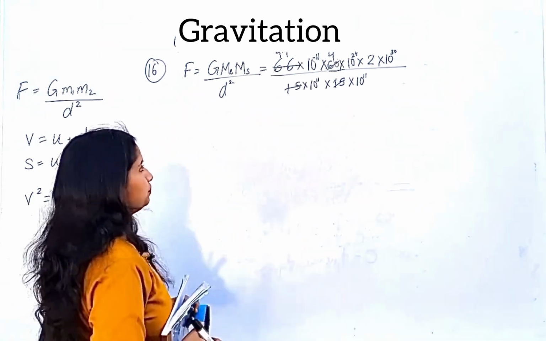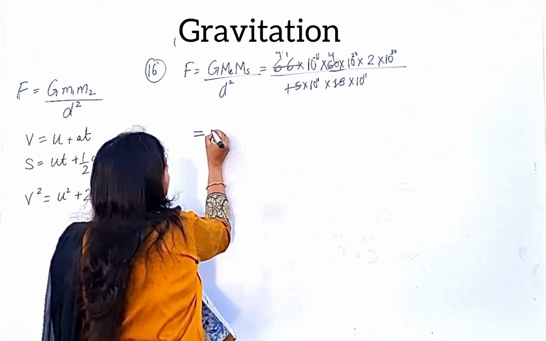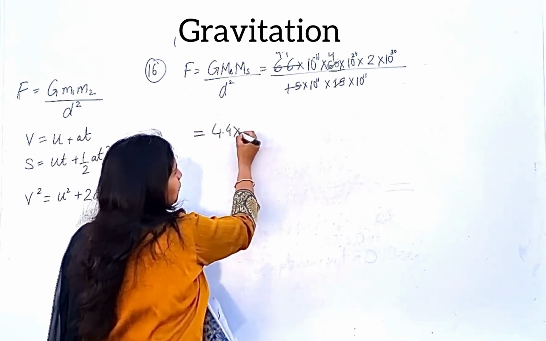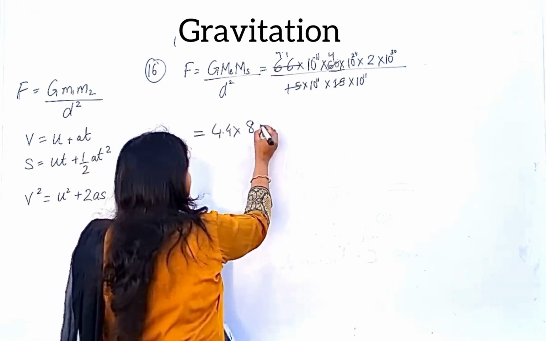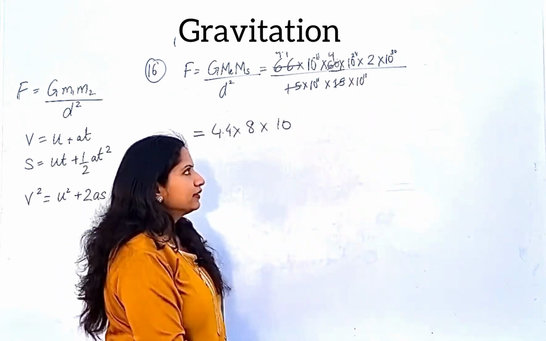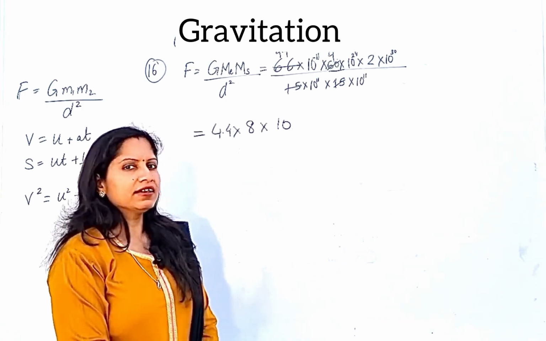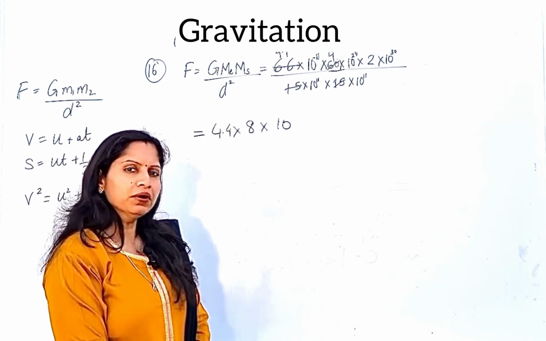Fine? Now, the denominator is all cancelled out. Now we'll just get 4.4 into 4 times 2 is 8. I'll be writing here as 8 into 10 to the power 24 and 30 are there. When the exponents are there, then we just add them. Both are positive, then we are going to add them.